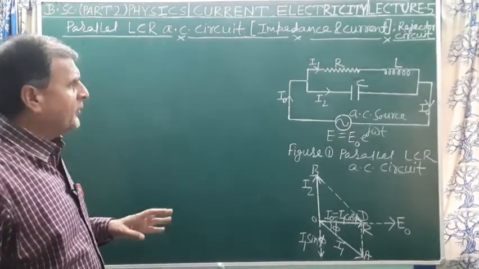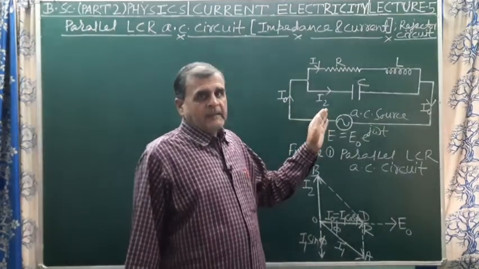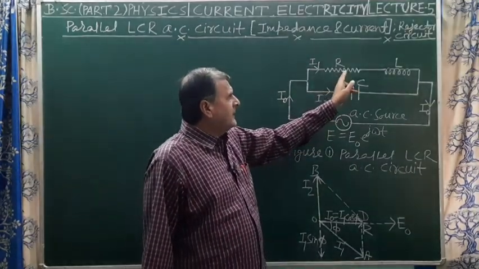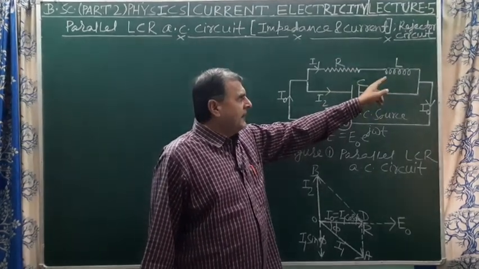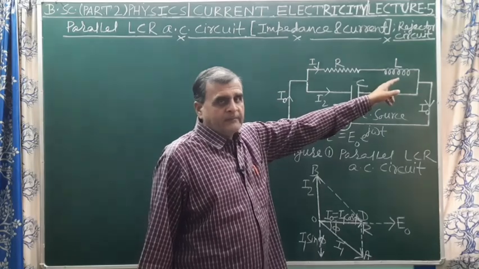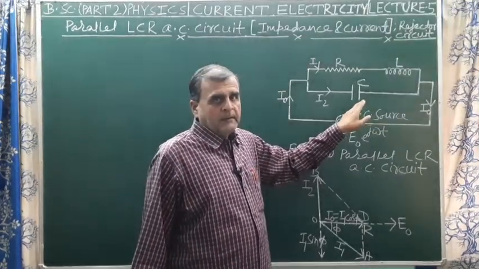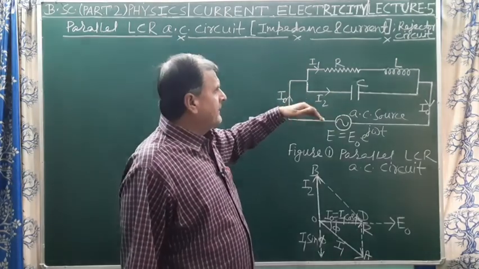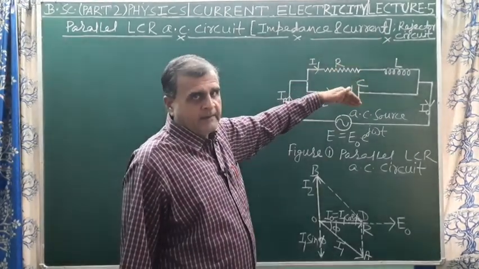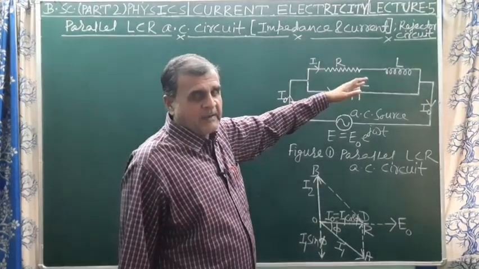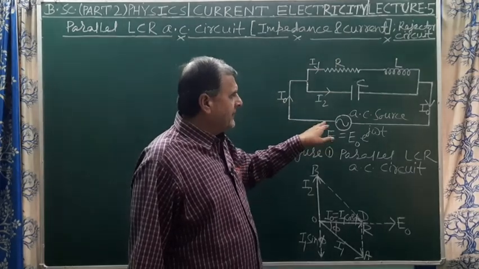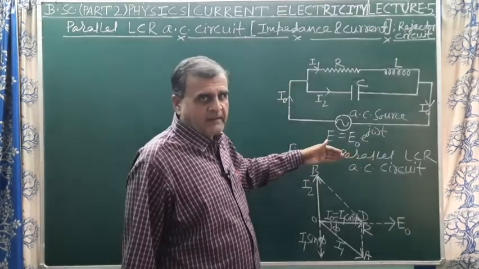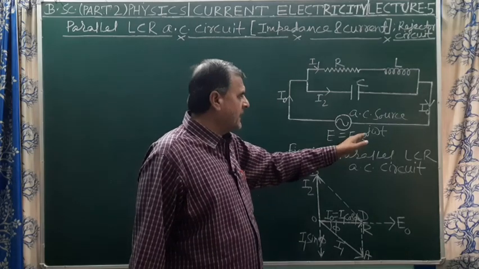For this, suppose a parallel LCR AC circuit in which the series combination of a resistor of resistance capital R and an inductor of inductance capital L is connected in parallel to a capacitor of capacitance C, and the entire combination, that is the parallel combination of LR and capacitor C, is joined to an AC source of EMF capital E equals E naught e to the power j omega t. This is the instantaneous value of EMF.